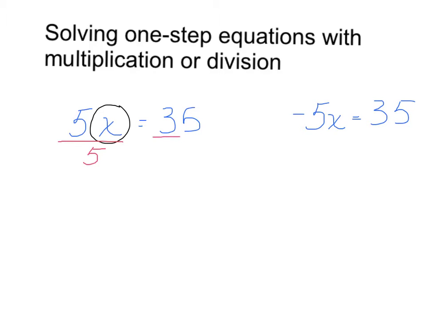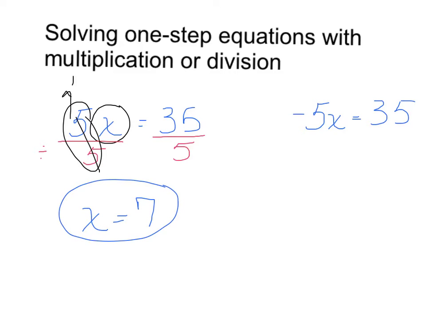And most times we'll use the fraction bar to mean division instead of trying to write the little division sign. Okay, we just show the bar, divide by 5. So 5 divided by 5 is 1. A lot of times we'll just cross those out, leaving me with x. On this side I have 35 divided by 5, which will be 7. So I get x equals 7. To check, does 5 times 7 equal 35? And it does. 35 equals 35.